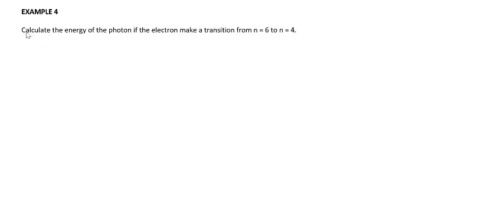Okay, so untuk soalan ni dia minta calculate the energy of the photon if the electron make a transition from n is equals to 6 to n is equals to 4. So sekarang ni dia dah melibatkan transition of electron. So kita tak boleh lagi gunakan delta E is equal to hc over lambda, sebab kita tak boleh masukkan the transition of the electron dalam that formula. So we are going to use this formula.